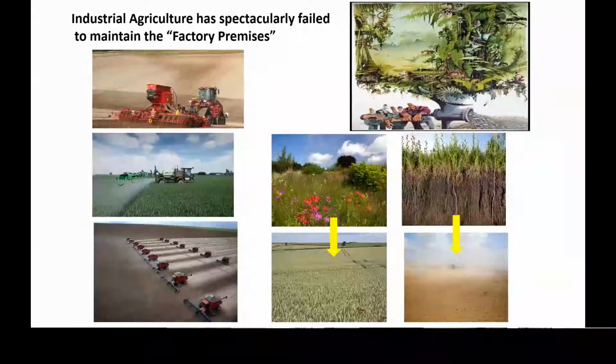I think, this is a personal view, industrial agriculture has spectacularly failed to maintain its factory premises. If we take the factory premises to be the ecosystems we're working in, the natural ecosystems, I think in the last 50 years, we've basically put nature through the mincer. And as you can see on the right there, soils and habitats have degraded. We've ended up with monocultures everywhere and degraded soils, degraded habitats. And if farming can come around to thinking about that, this is an obvious thing that we have to do. We have to maintain our factory premises.